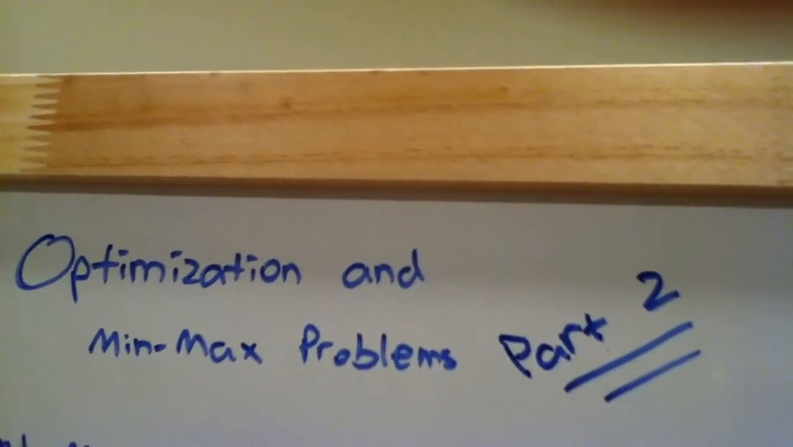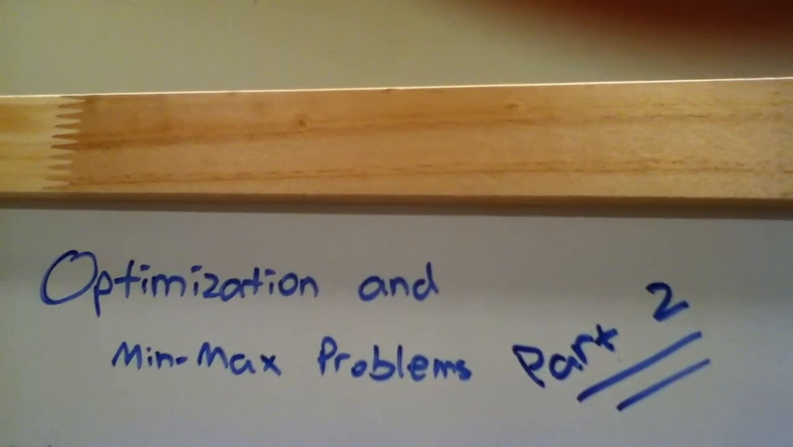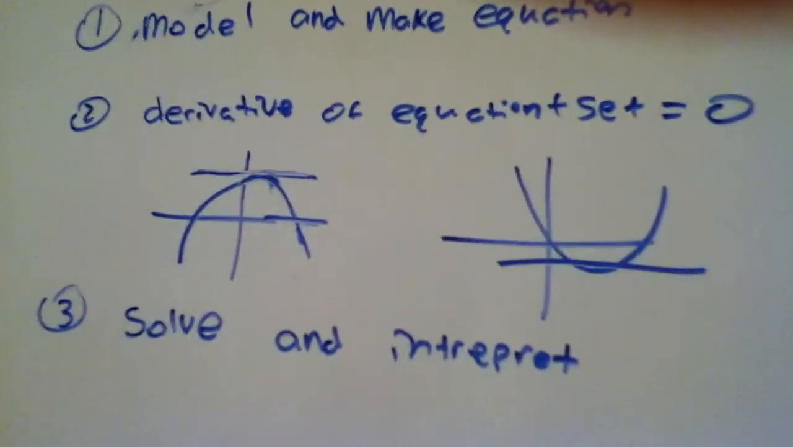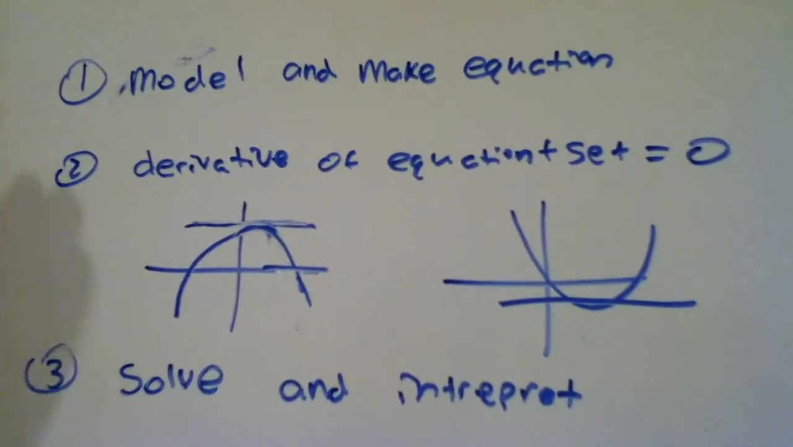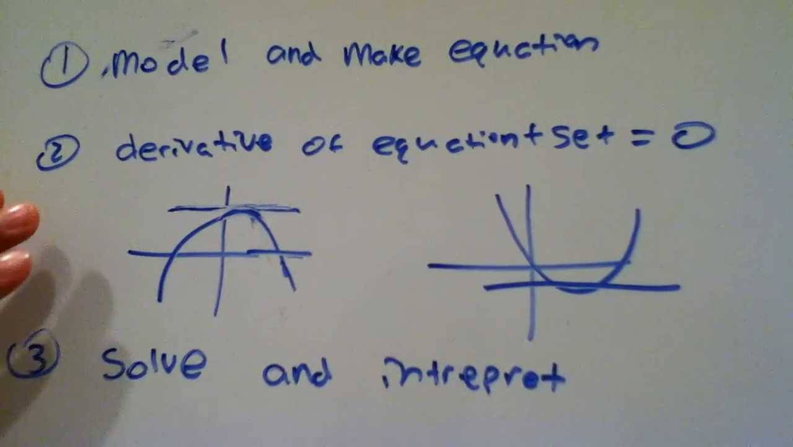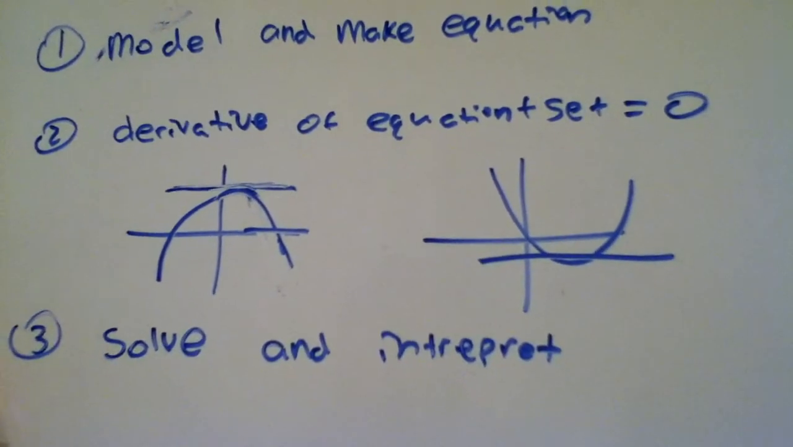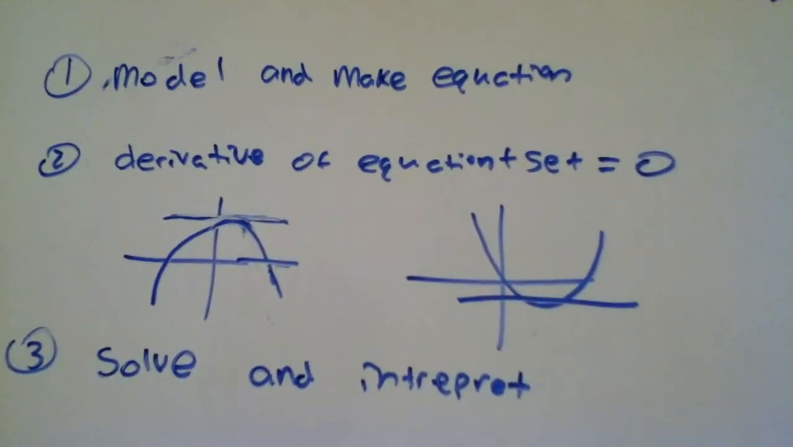Hi everyone, so I'm going to do another quick example on optimization and min-max problems. This is part 2 of the video. In part 1 I already talked about the 3 steps, and I'll go over them again briefly. First is to model and make an equation. Second is to take the derivative and set it equal to 0. And the third is to solve and interpret the results. So it's very straightforward. Let's try another example.